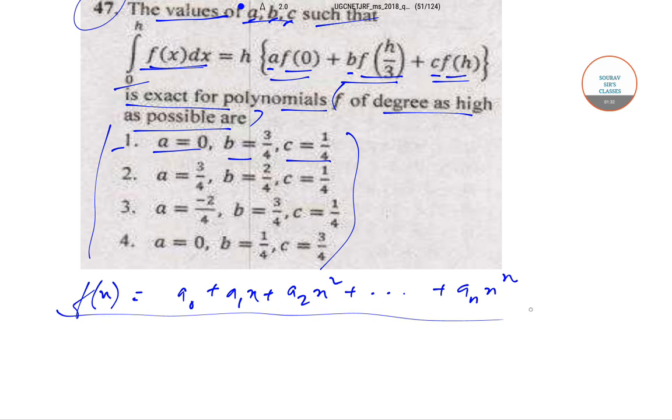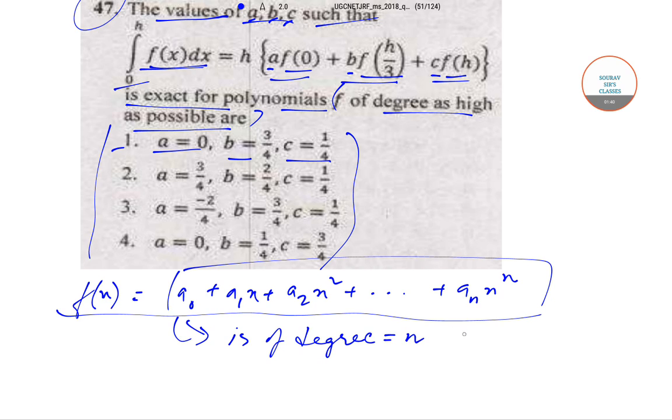So basically we can take a general function f(x), which is equal to a0 plus a1 x plus a2 x square, and this will go on up till an x^n. As you can see, this polynomial is of degree equal to n if and only if an is not equal to 0. This is the primary condition.